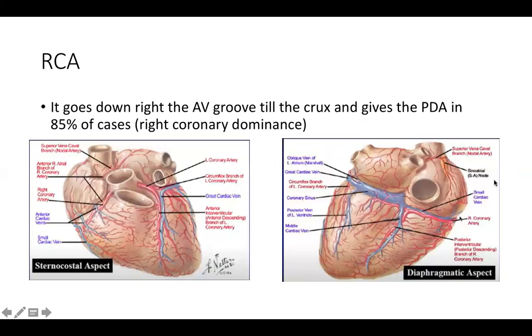And as it rotates, this is the right of the patient, as it rotates from the posterior, it gives here the right ventricular branch, and then in 85% of the cases, it gives the posterior descending artery that goes into the posterior interventricular septum.